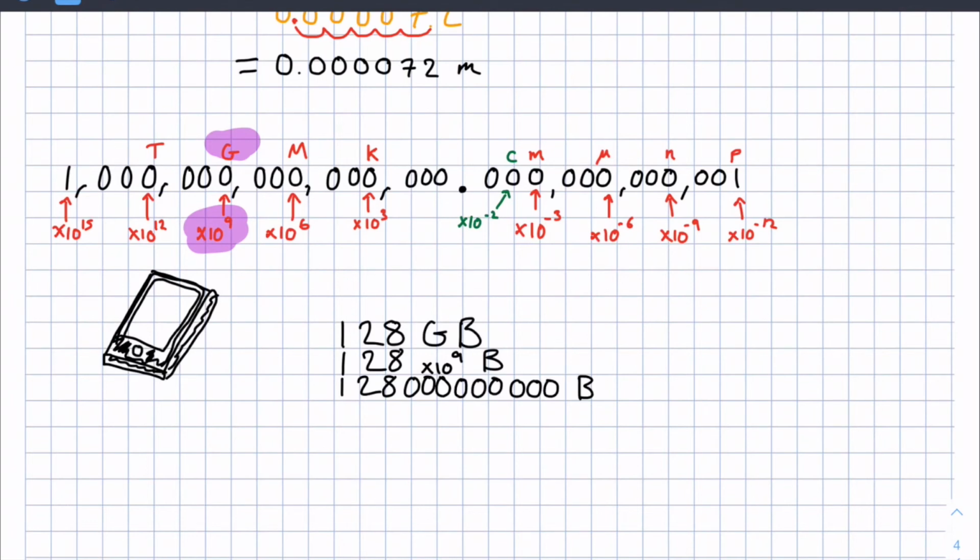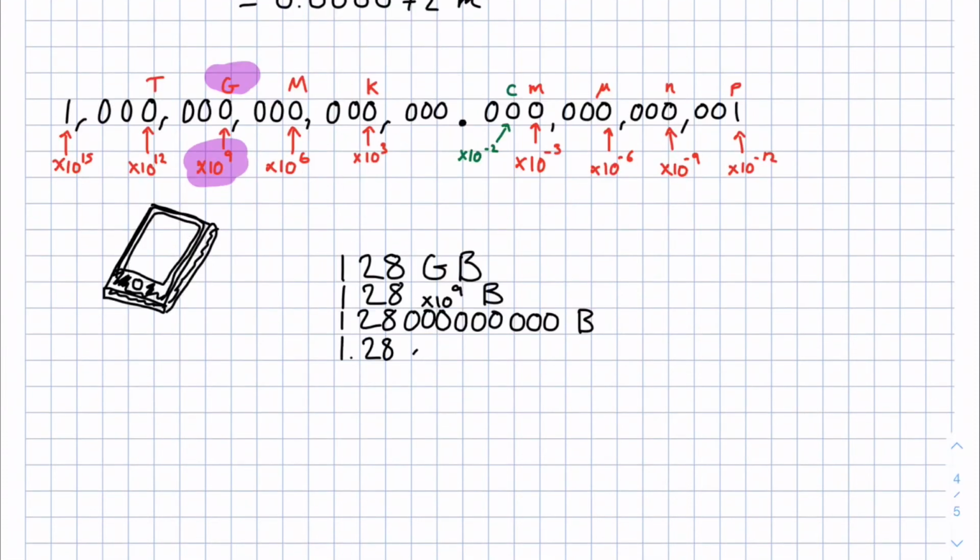But wait, you say, 128 times 10 to the ninth isn't scientific notation. There isn't a decimal place after the 1. It should be written as 1.28 times 10 to the 11th bytes. And you're right. It isn't strict scientific notation. But then again, rules are made to be broken. Sometimes strict scientific notation isn't the most useful. Let's look back at the human hair example, and we'll see why.